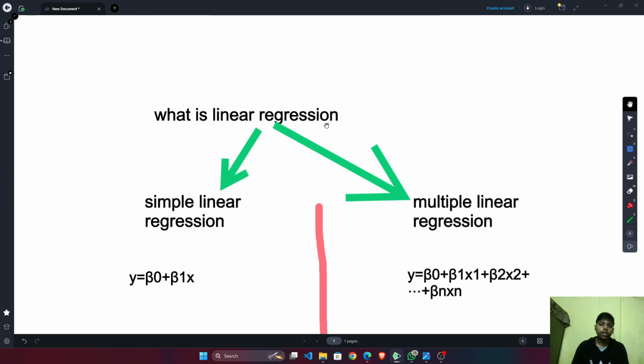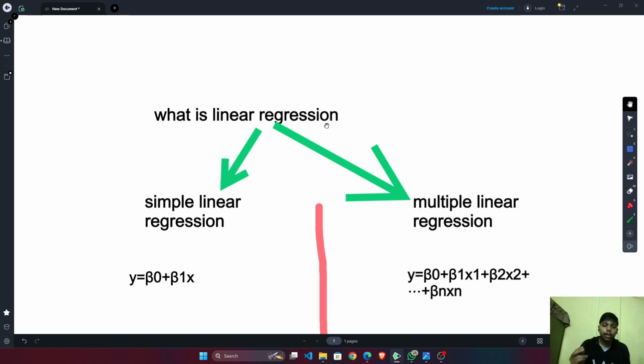Now we will understand what linear regression is. Linear regression is a type of model that predicts the relationship between input variable and the output. It means it will define the relationship between dependent variable and independent variable.